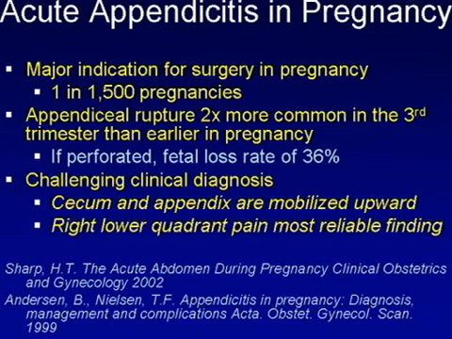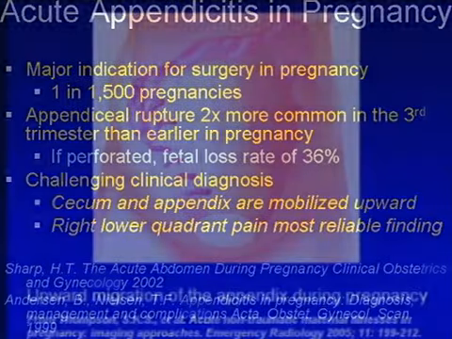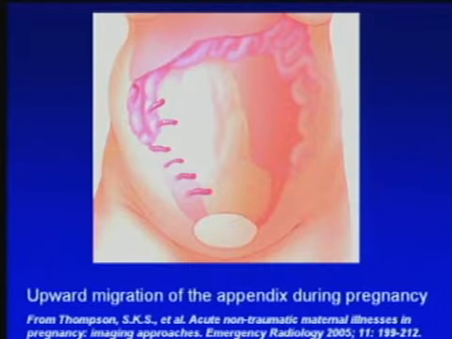Ultrasound will be more accurate earlier in pregnancy, but it does unfortunately become more difficult as the pregnancy progresses. What I'm showing you here in this diagram from the literature is the upward migration of the appendix during pregnancy. So the appendix can be mobilized upwards. It may be retrocecal in location. It may be difficult to see. Remember, you may have to look higher than you would expect to normally look in earlier pregnancy or in the non-pregnant patient.